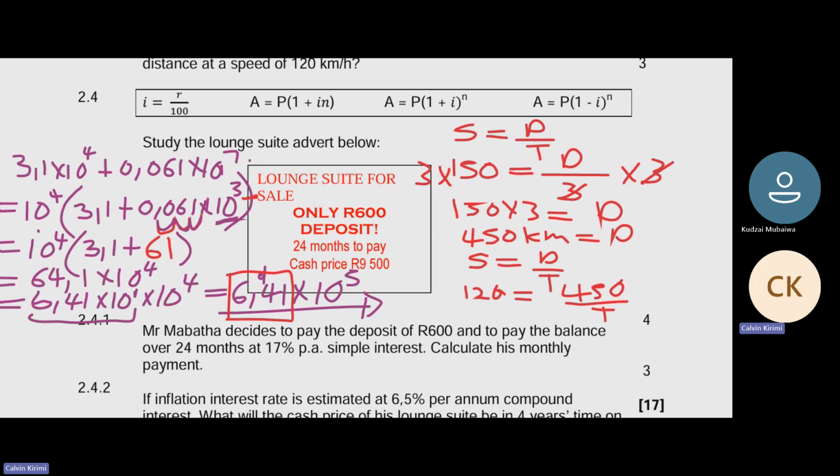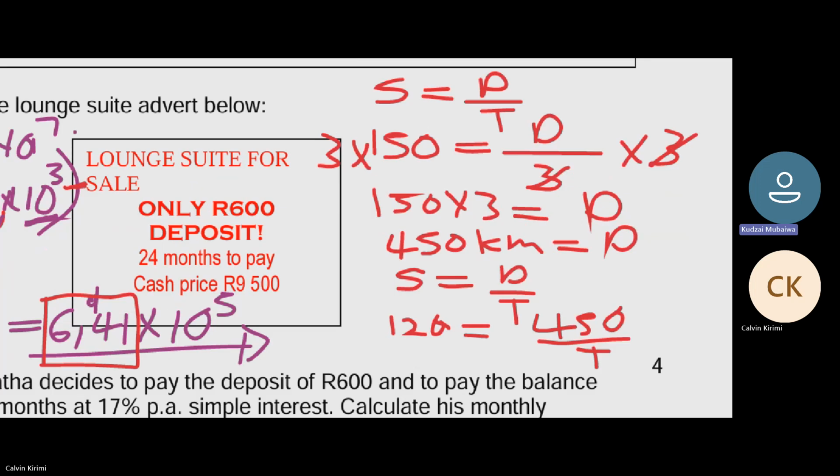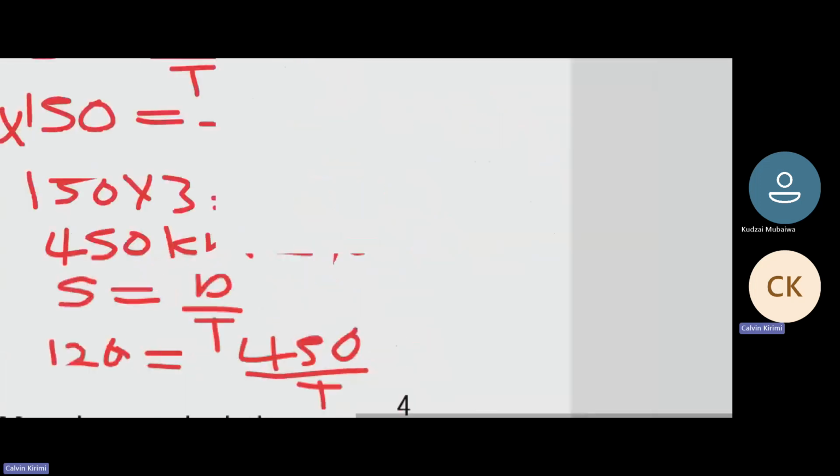The speed has changed, which means this person is driving at a slow speed, meaning it's going to take more time. The higher the speed, the less time you are going to travel. Less speed, more time. Yes, sir. We want to know what was the time taken. 120 is equals to 450 over t. T is equals to what? I want to see your answer. I want to know what t is equals to.